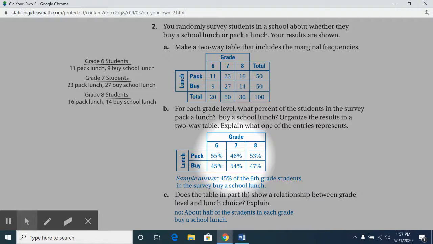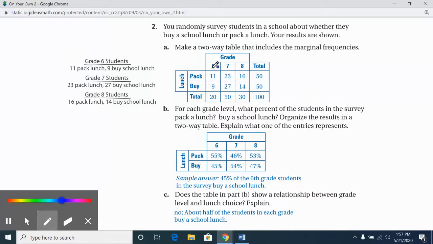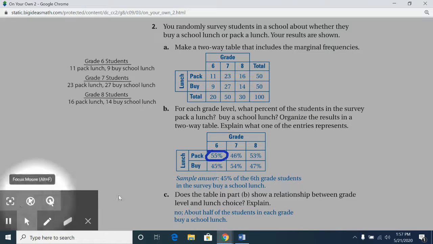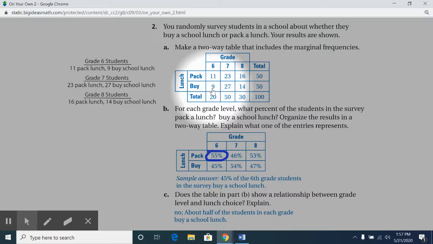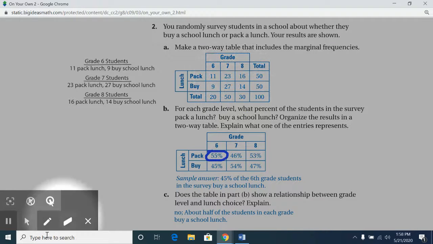So hopefully you're understanding where we are getting these percentages from. Here's where we're getting them. In the 6th grade, there were 20 students surveyed. 11 of them pack a lunch. They are taking 11 and dividing it by 20, the total number of 6th graders, to get this number here. And they do that for all the rest of them too. To find out what percent buy, they would take 9 and divide by 20 to get 45%. And they do that for all of these.